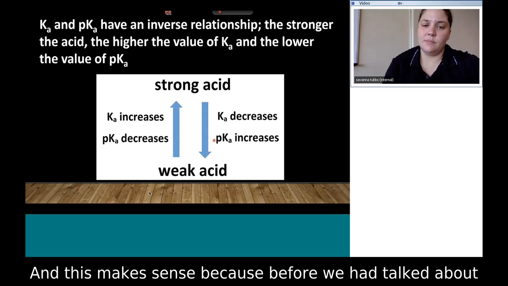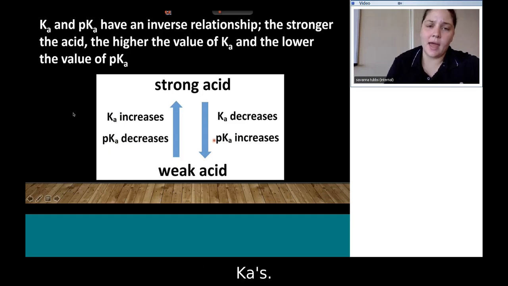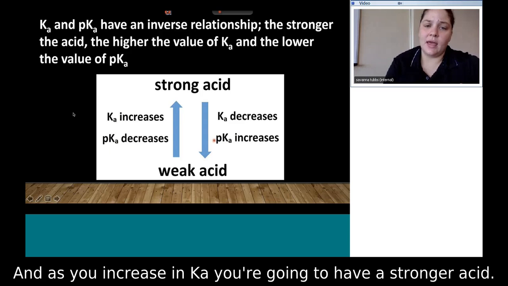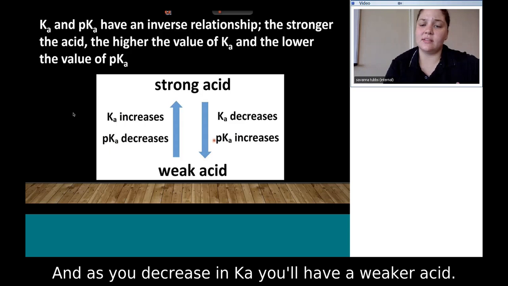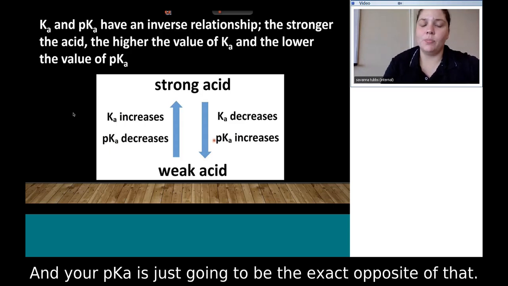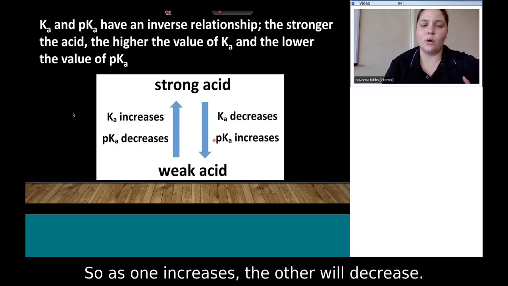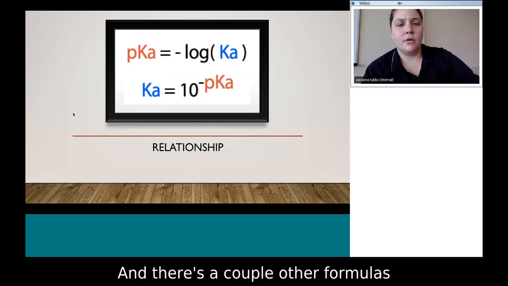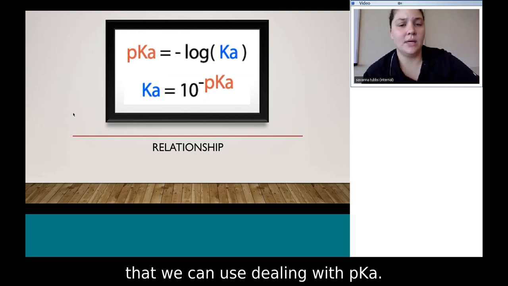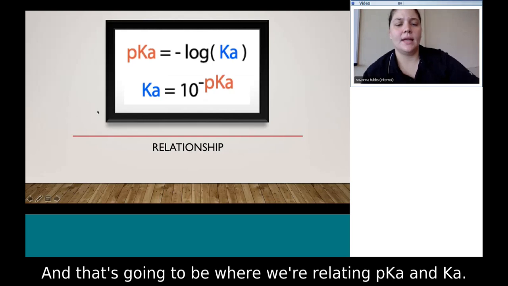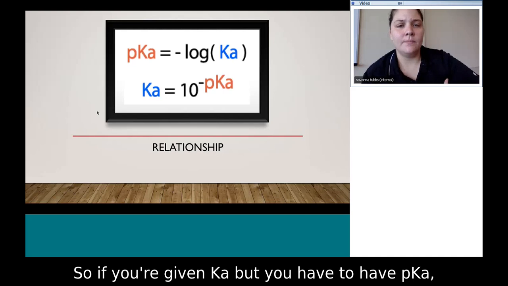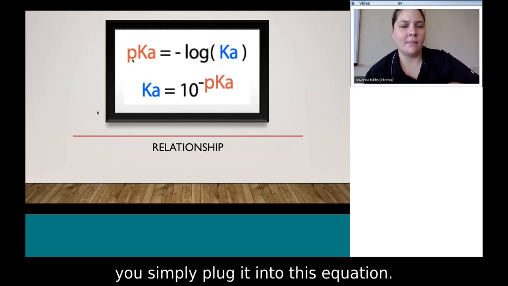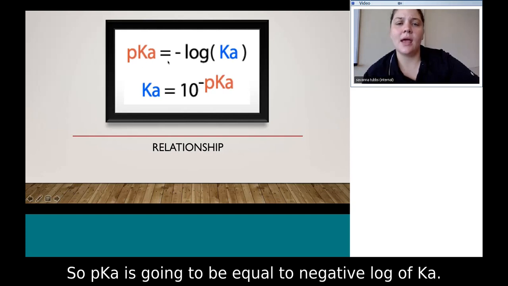And this makes sense because before we had talked about Kas. As you increase in Ka, you're going to have a stronger acid, and as you decrease in Ka, you'll have a weaker acid. And your pKa is just going to be the exact opposite of that. So as one increases, the other will decrease. There are a couple other formulas we can use dealing with pKa, where we relate pKa and Ka. If you're given Ka but you need pKa, you simply plug it into this equation: pKa equals negative log of Ka.